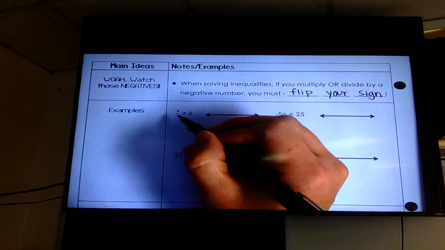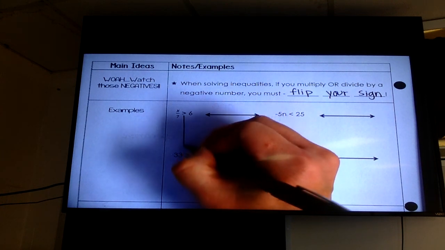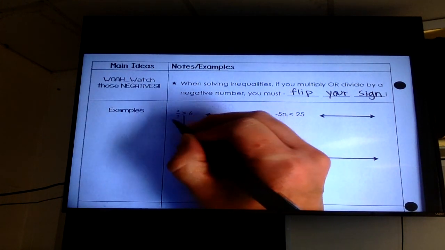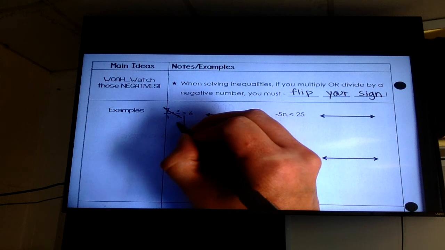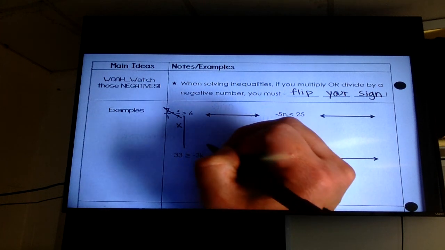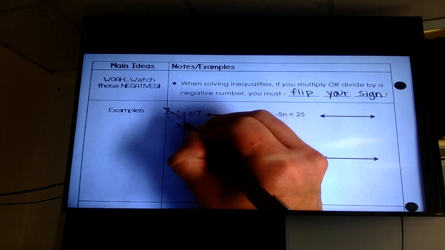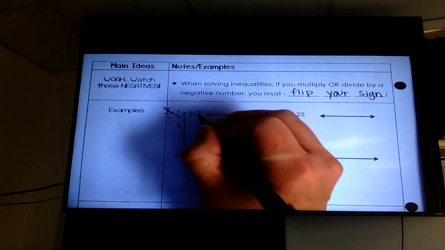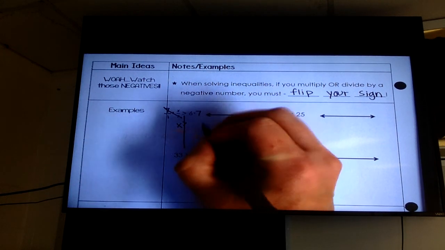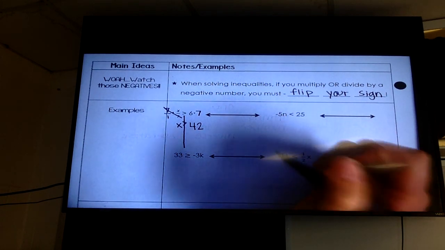I see x divided by 7 is greater than 6. I'm going to drop my line from the inequality sign. I know the opposite of division is multiplication, so I'm going to multiply by 7. These would cancel out, so I would be left with x over 1, which is just x. If I multiplied by 7 on that side, I definitely need to do the same thing on this side. Now, I'm multiplying by a positive 7, so my sign gets to stay the same. It's x is greater than 42.